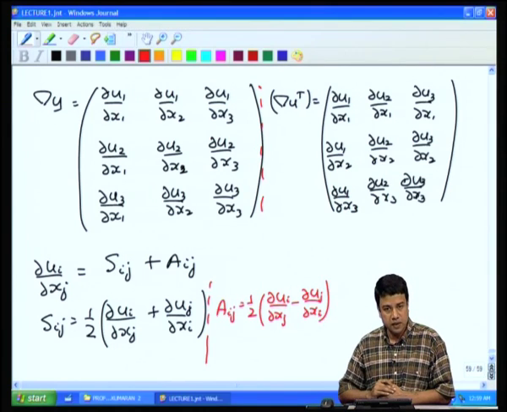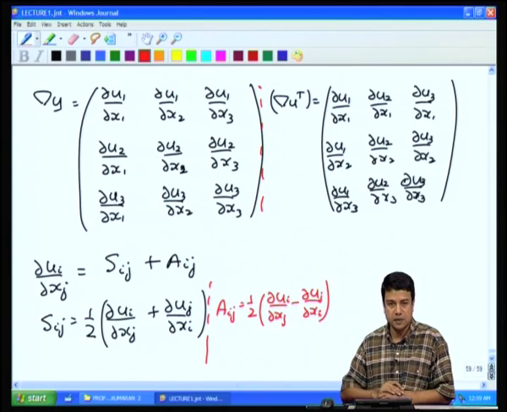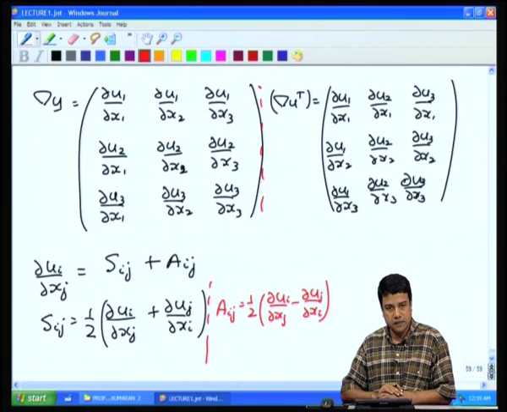For the antisymmetric matrix, the transpose is equal to the negative of itself. Therefore, the diagonal elements are 0 and the 3 off diagonal elements are equal to the negative of the other 3 off diagonal elements. So, that means that there are only 3 independent elements in an antisymmetric matrix, 6 in a symmetric matrix. The sum of these two gives me a total of 9 elements in the original matrix. And so, this rate of deformation tensor I have decomposed into symmetric and antisymmetric matrices.